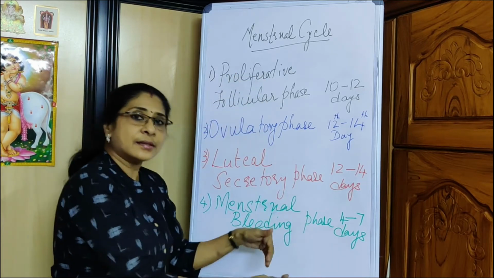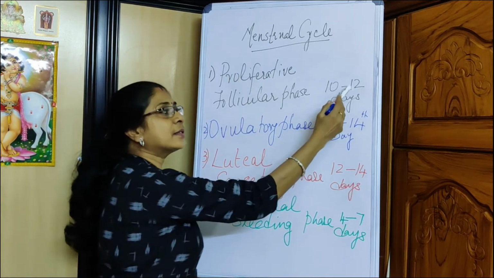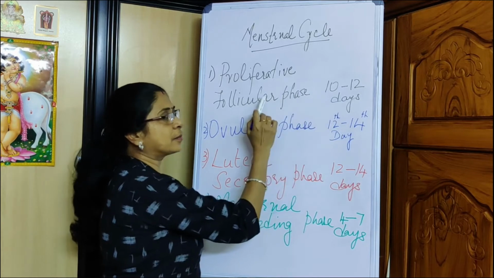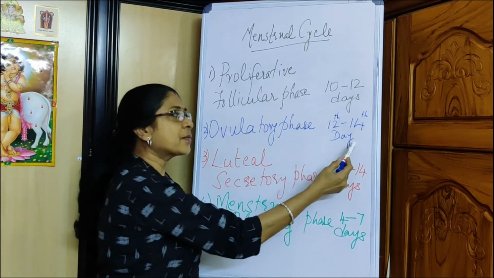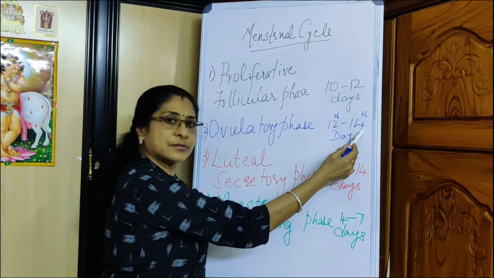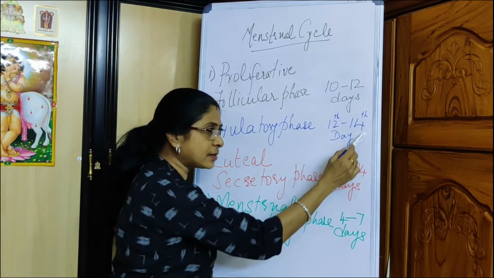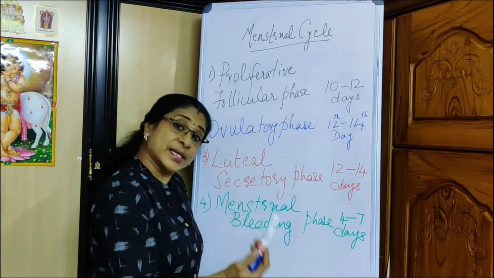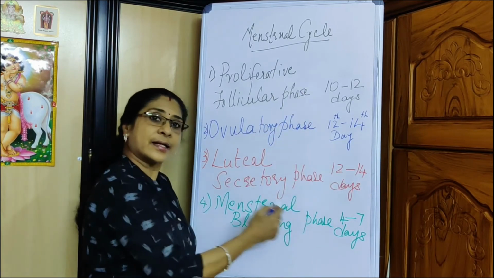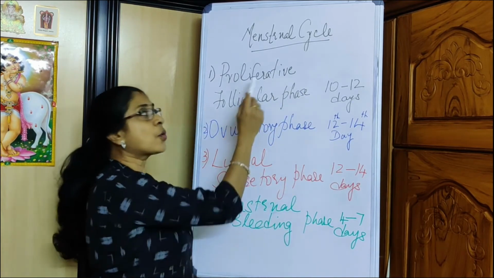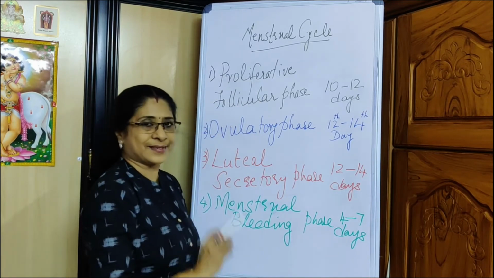So, if you calculate the number of days, you will find that till the proliferative phase it is 12 days. By the time we reach the ovulatory phase it is 14 days. By the time we reach the luteal phase, it is another 14 days. So, 14 plus 14, 28 days. And hence the cycle is completed. Menstrual phase coincides with the proliferative phase.